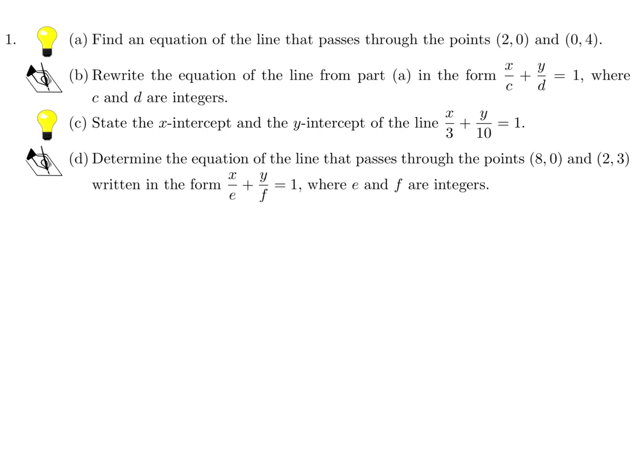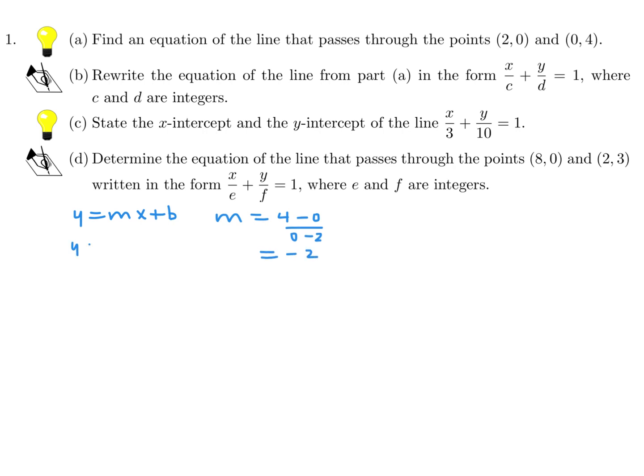Find an equation of the line that passes through the points (2, 0) and (0, 4). So we have y equals mx plus b. m is the slope, so that's rise over run. So we have 4 minus 0 over 0 minus 2, so that would be negative 2.